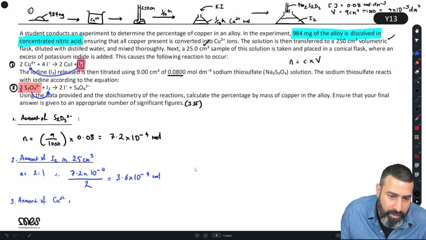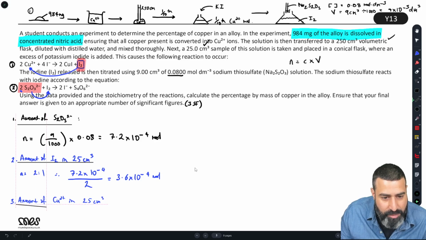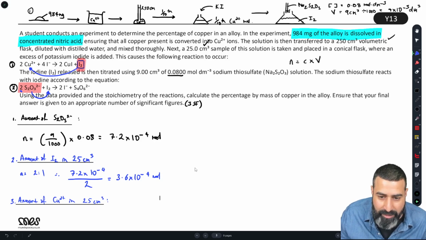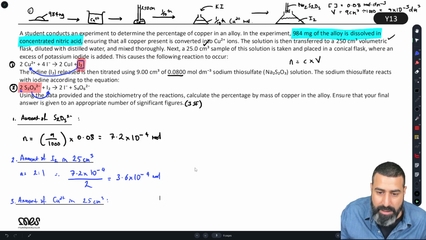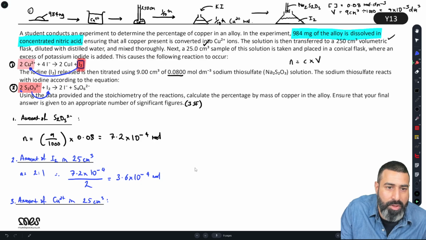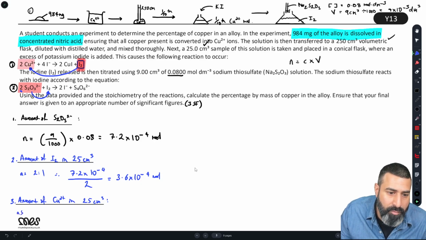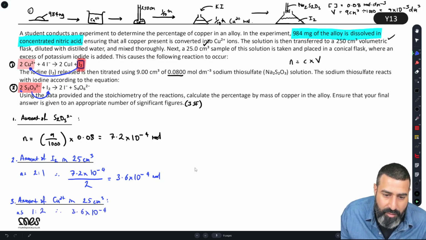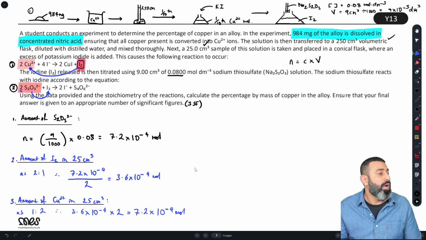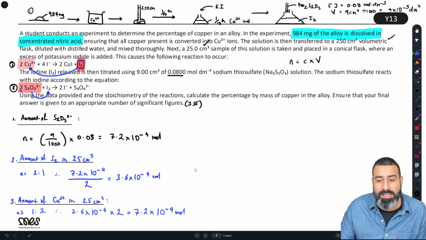Okay. So then I can say the amount of copper 2+ ions in 25 centimeters cubed. And that is going to be exactly the same. Tell a lie, it's going to be that number multiplied by 2 because the molar ratio is 1 to 2 for the iodine to the copper 2+. So as 1 to 2, therefore it's going to be 3.6 times 10 to the minus 4 multiplied by 2. And that takes us back to 7.2 times 10 to the minus 4 moles. Okay, and that's the amount of copper 2+ in 25 centimeters cubed.